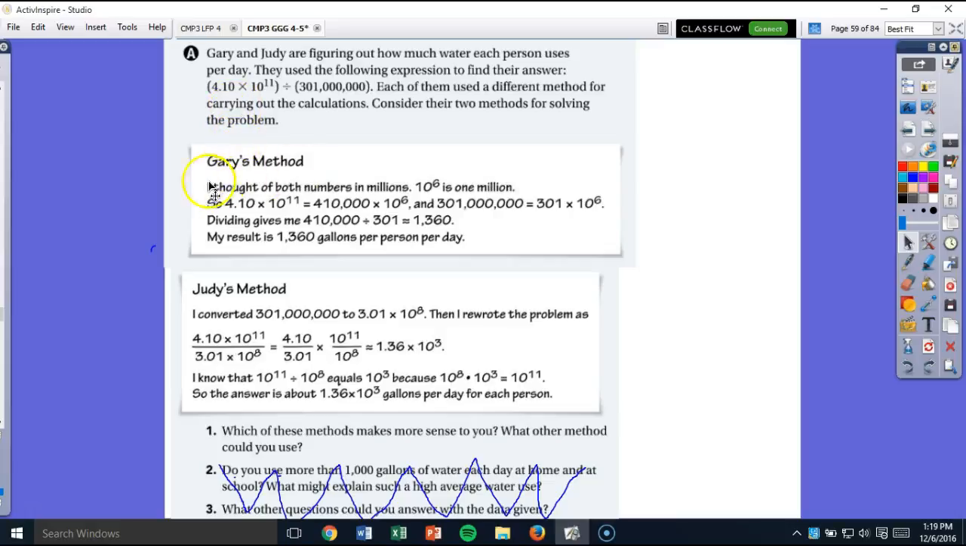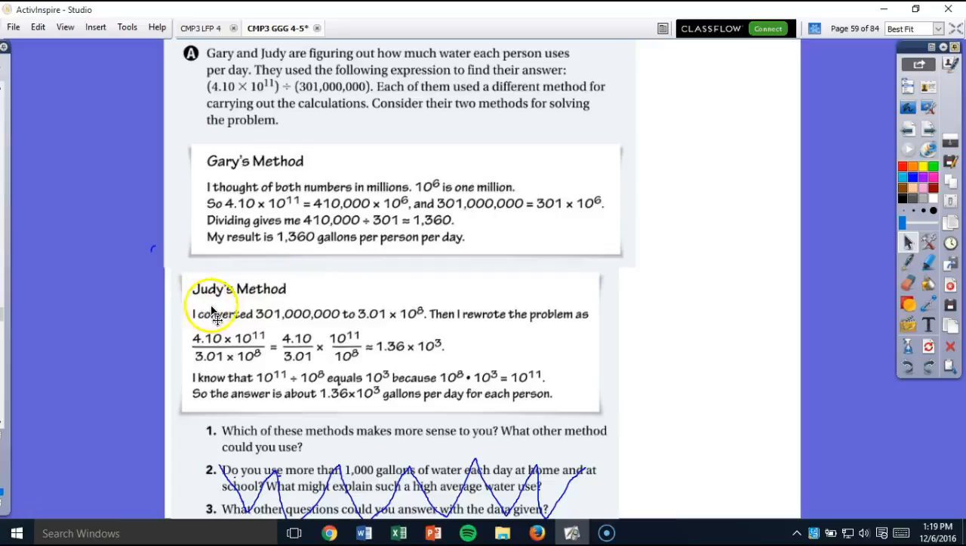Gary went ahead and thought of both numbers in millions. 10 to the 6th is 1 million, so he changed both of them to be to the 6th power. So instead of 4.1 times 10 to the 11th, that becomes 410,000 times 10 to the 6th, just by moving the decimal place 5 places. He then divided them, 410,000 divided by 301, both of the numbers in front of the times 10 to the 6th. He got 1,360, so that's his result.